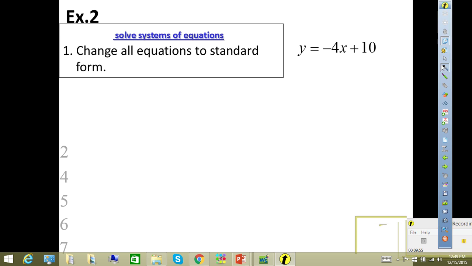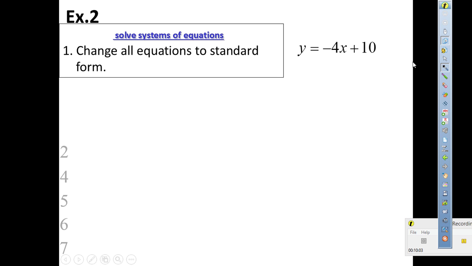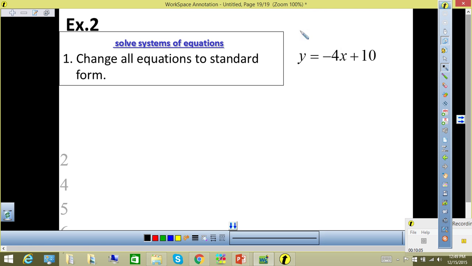Here we go. Write this down. Example 2. One of them is y equals 4x plus 2.